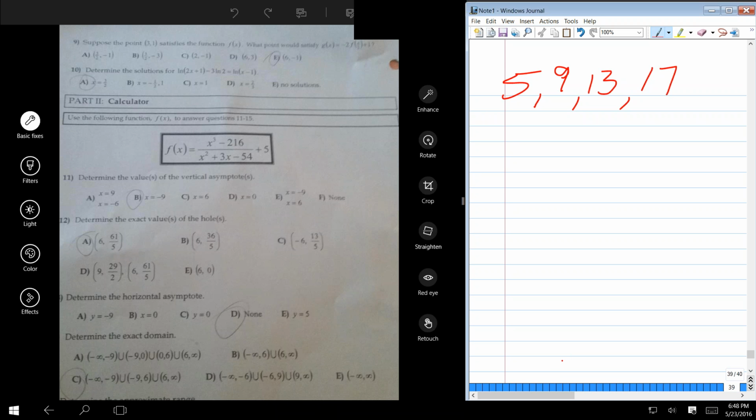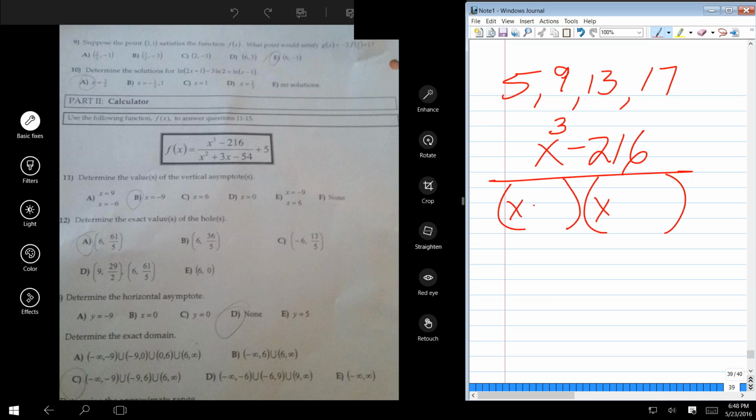Vertical asymptotes come where? In the denominator. It's wherever the denominator is equal to 0. So factor that. Factors of 54 that subtract to the number 3, so it's plus 9 minus 6. Now, you might be tempted to immediately say that we have asymptotes at minus 9 and 6. But we don't. And here's why.